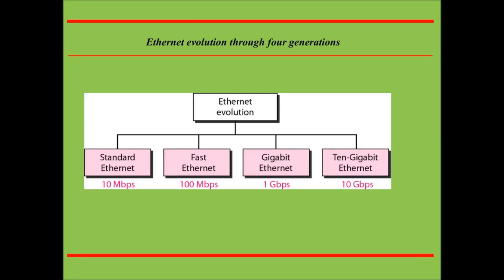Ethernet evolution through 4 generations: standard Ethernet, fast Ethernet, gigabit Ethernet, and 10 gigabit Ethernet. So whenever we use a local area network, data is being transmitted among different devices, we observe the speed of Ethernet, or we observe the speed of data transmission. If there is standard Ethernet, the data transmission speed will be 10 megabits per second. In fast Ethernet, this is 100 megabits per second. In gigabit Ethernet, this is 1 gigabit per second. And in 10 gigabit Ethernet, there is 10 gigabit per second.